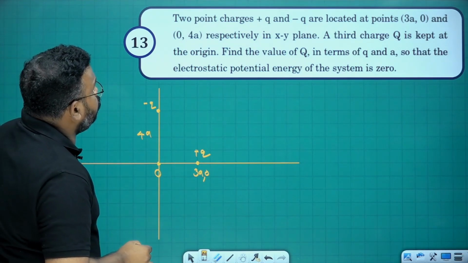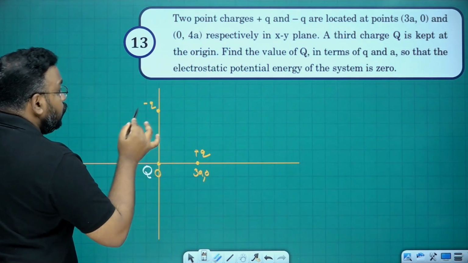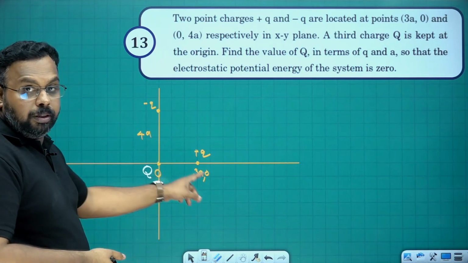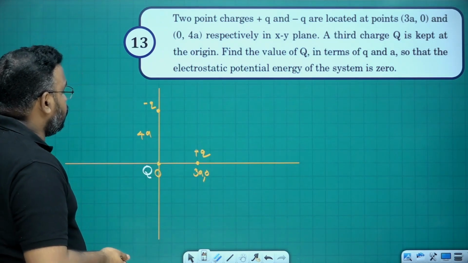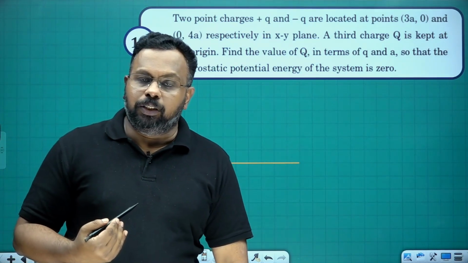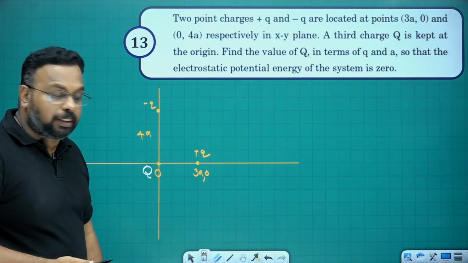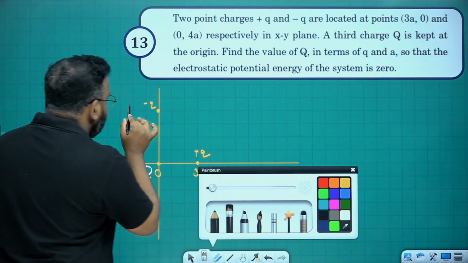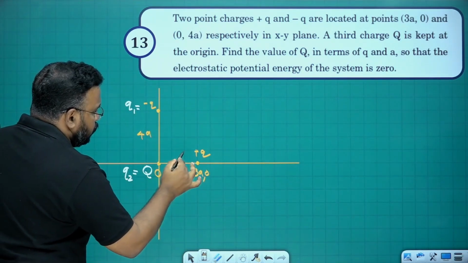Now, a third charge Q is kept at the origin. Then what they are asking: find the value of Q in terms of small q and a, so that the electrostatic potential energy of the system is 0. It is a system of how many charges? It's a system of 3 charges, isn't it? 1, 2, 3. So let me name this: this is q1, this is q2, and this is q3.